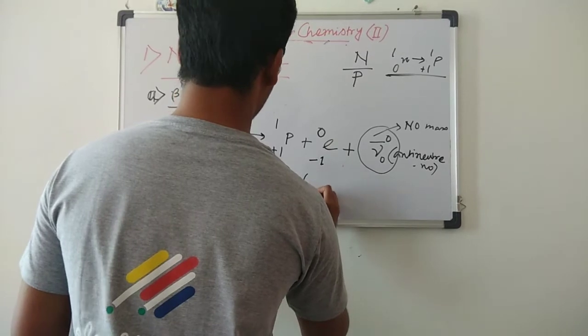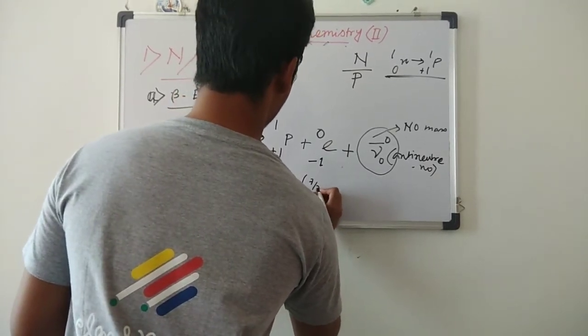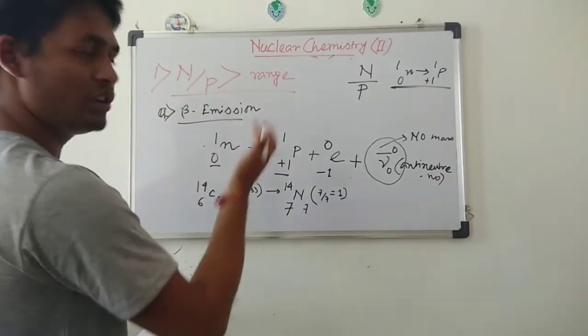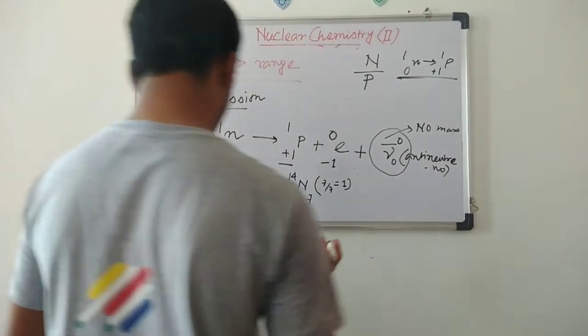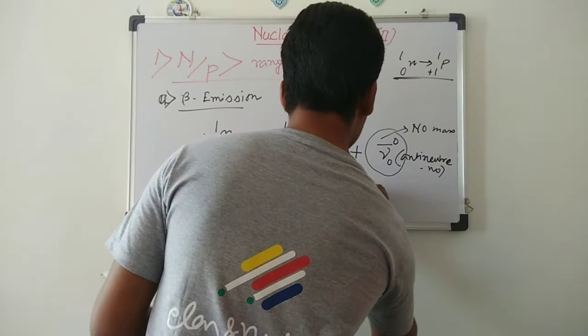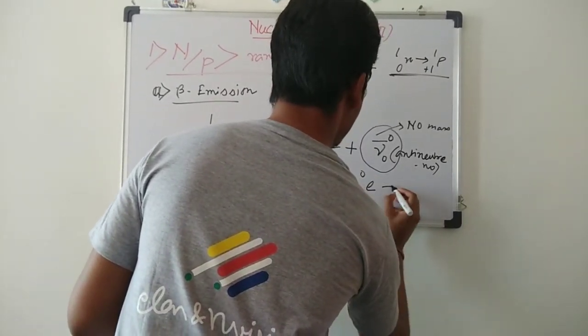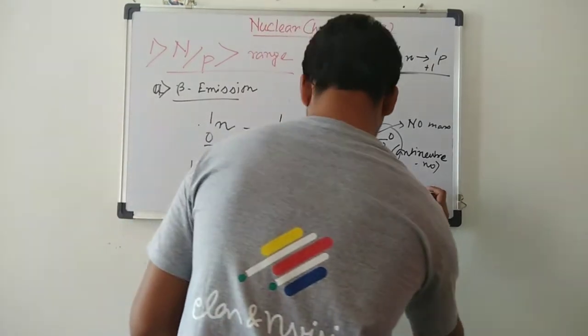So what will be the N by P ratio? 7 by 7, that is 1. So from 1.33 we are getting 1. So N by P ratio is decreasing. And along with that, I told you, one beta particle, that is the electron, and one antineutrino particle.